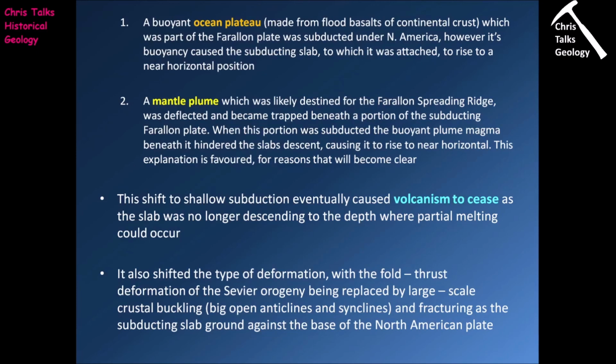In fact, the magma is going to be so buoyant, it's just going to push up the Farallon Plate, and once again it's going to make the angle of subduction become near horizontal. Now, out of these two models, the mantle plume model is the preferred option. Now, obviously, as we've said, the shift in the angle of subduction leads to volcanism ceasing, because obviously if our piece of subducting oceanic crust is not making it down to 150 kilometers, it's not melting the mantle, so we're not producing magma.